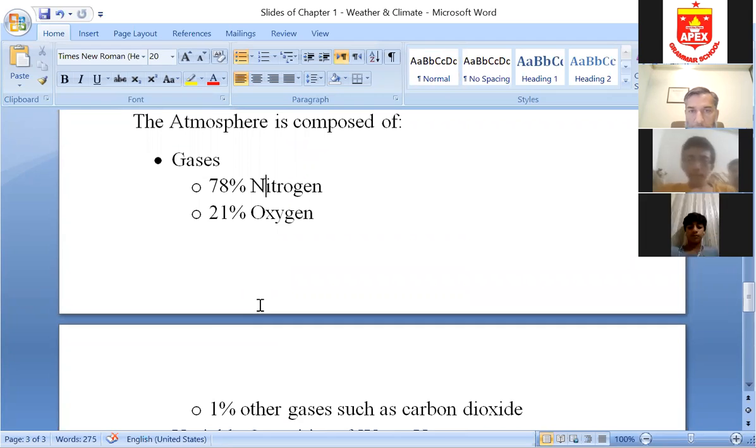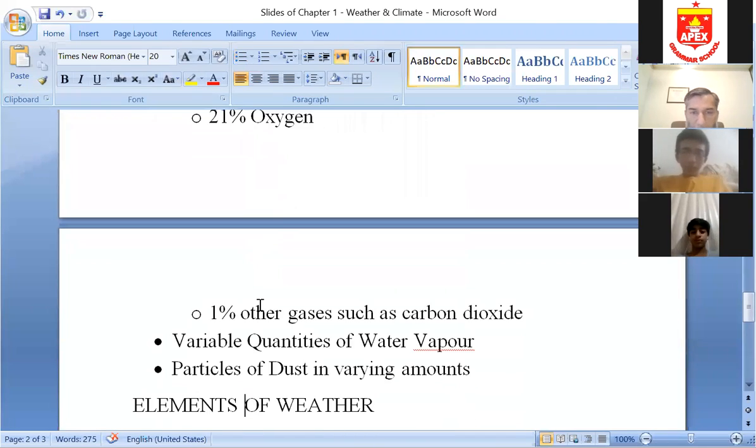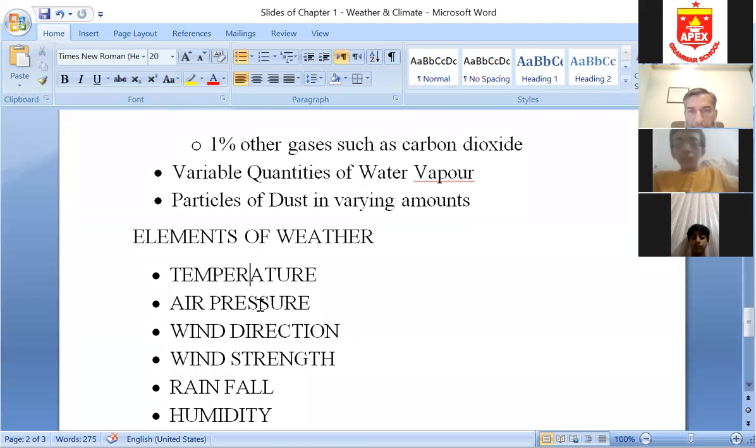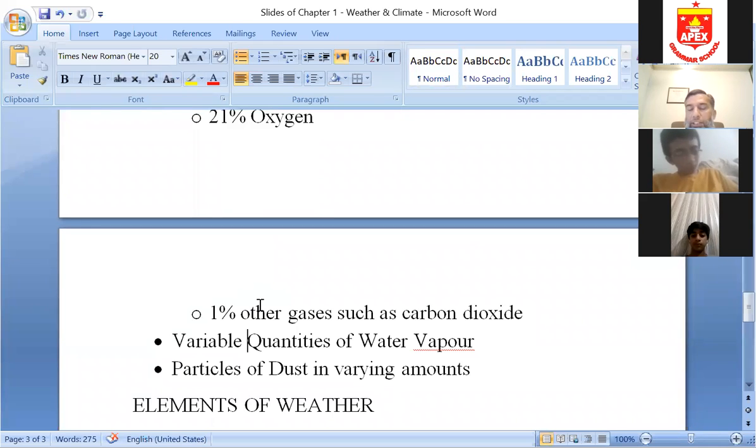And you all know we inhale oxygen to survive, right? If there was no oxygen, we would not be able to survive. So we inhale oxygen to survive. You must have heard about people who are suffering from coronavirus. You must have heard their oxygen level goes down and they have to be given oxygen to survive. So we all need oxygen to survive. Okay. What else there is in the atmosphere? There are variable quantities of water vapor and dust is also there in atmosphere.